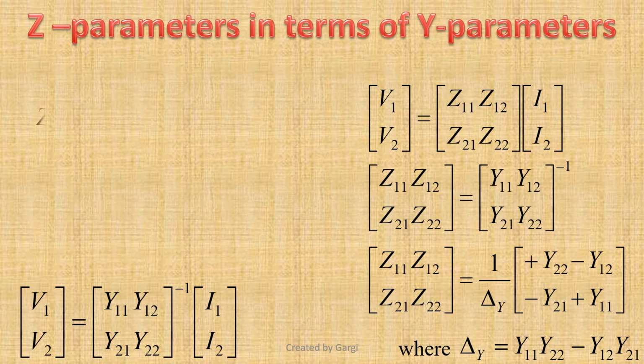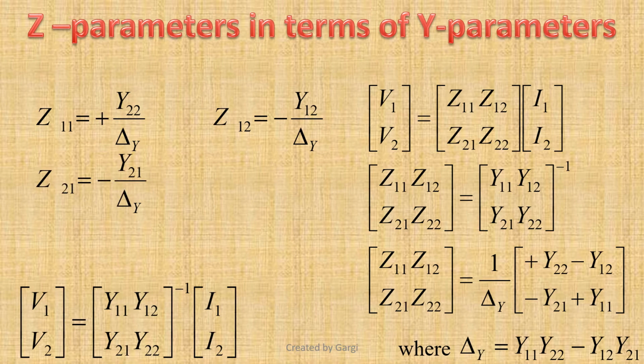Therefore, we get Z11 equals Y22 by delta Y, Z12 equals minus Y12 by delta Y, Z21 equals minus Y21 by delta Y, and Z22 equals Y11 by delta Y. Now we have obtained Z parameters in terms of Y parameters.